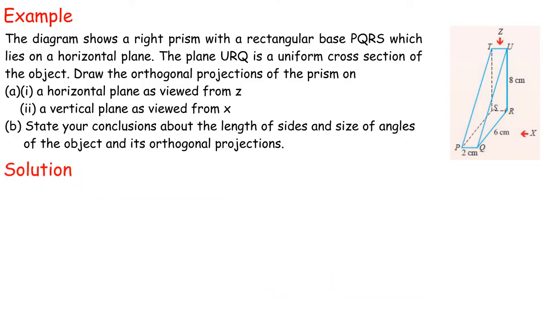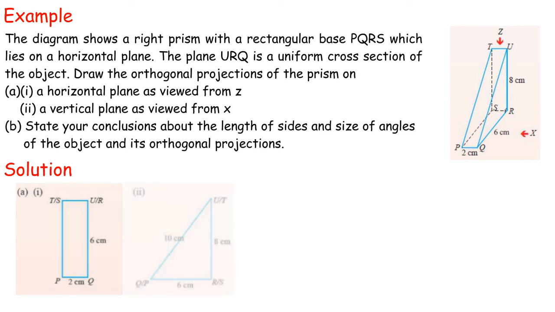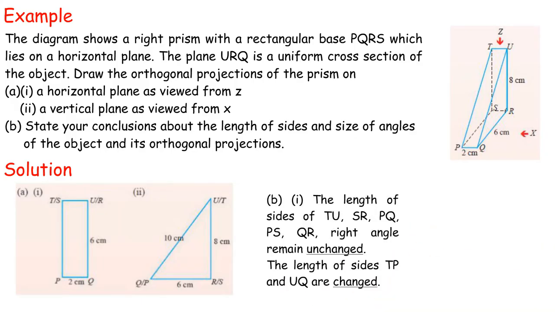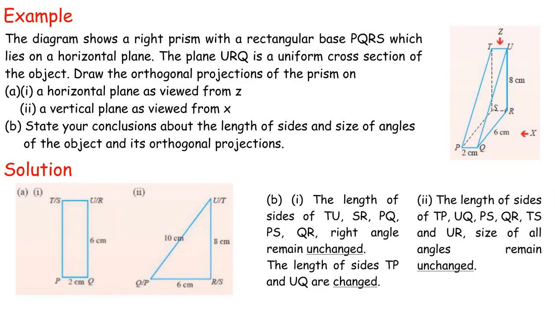Solution A. 1. A. 2. B. 1. Length of sides of TU, SR, PQ, PS, QR, right angle, remain unchanged. Length of sides TP and UQ are changed. Original 10 centimeters changed to 6 centimeters. 2. Length of sides TP, UQ, PS, QR, TS, UR, size of all angles, remain unchanged.